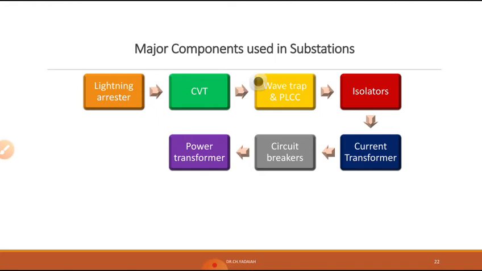Let us assume when the power is entering the substation, first it will enter the lightning arresters, after that CVT, after that wave trap, after that isolators, after that current transformer, after that circuit breaker, after that power transformer. At the same time, on either side of the power transformer there is one more lightning arrester they will provide. Now after the power transformers, whatever work has to be done by them, once again a similar arrangement will be arranged for the outgoing feeders also. So these are the things you should know.